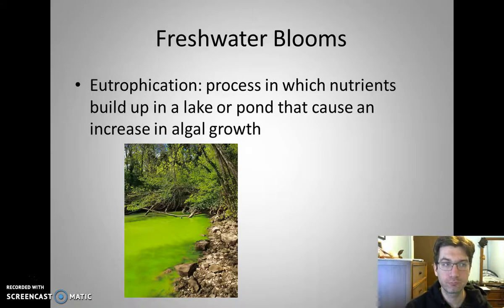Freshwater blooms happen in ponds and lakes, in freshwater streams, places like that. This process has a scientific name called eutrophication. Basically, again, we're going to get a buildup of algae that is forming due to probably an increase in nutrients, those nitrates and phosphates that have been dumped into this area, whether by natural means or human means.